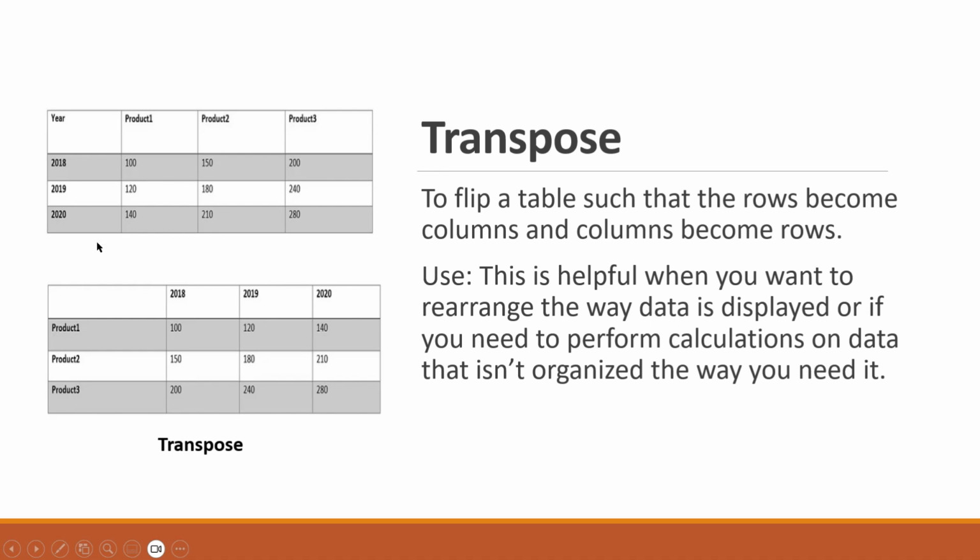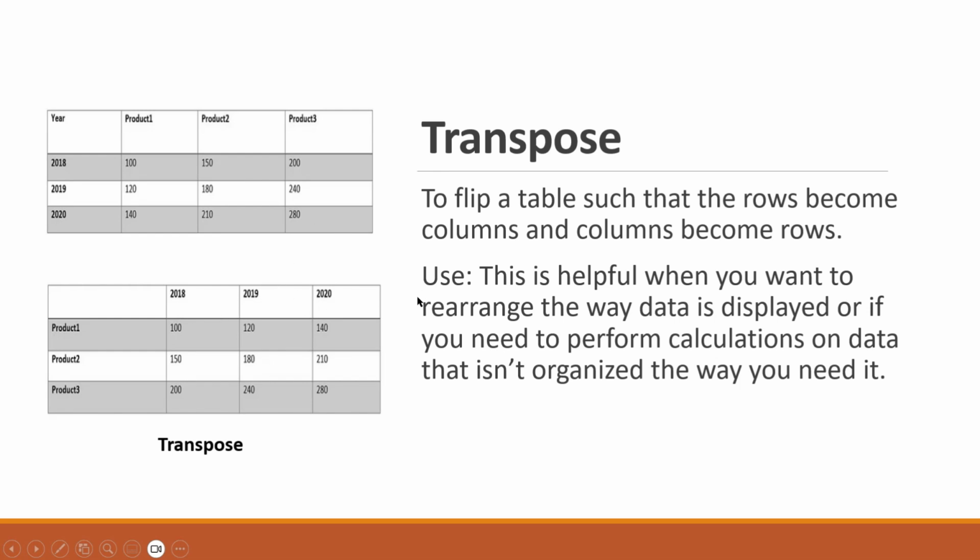Now here in the data you can see that year is in the rows. Here you can see all 3 years in a row and product in a column. But after using the transpose function, now here you can see that products are present in rows and the years are present in columns. So here we are using the transpose function.